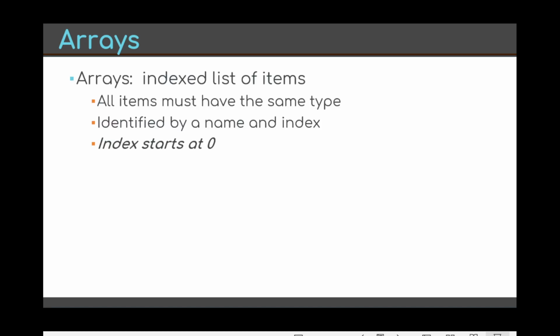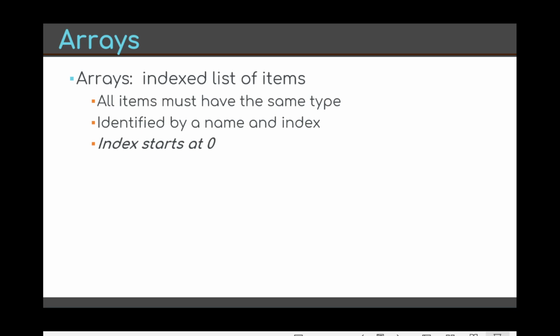Arrays help us with this. Arrays are indexed lists of items. So you can have a bunch of items. You can have your array called stones, and it will hold all of your stone weights. Now, all items must be the same type, so they all must be ints, floats, colors, etc. Even classes, which we'll talk about later. And they should be identified by a name and an index.